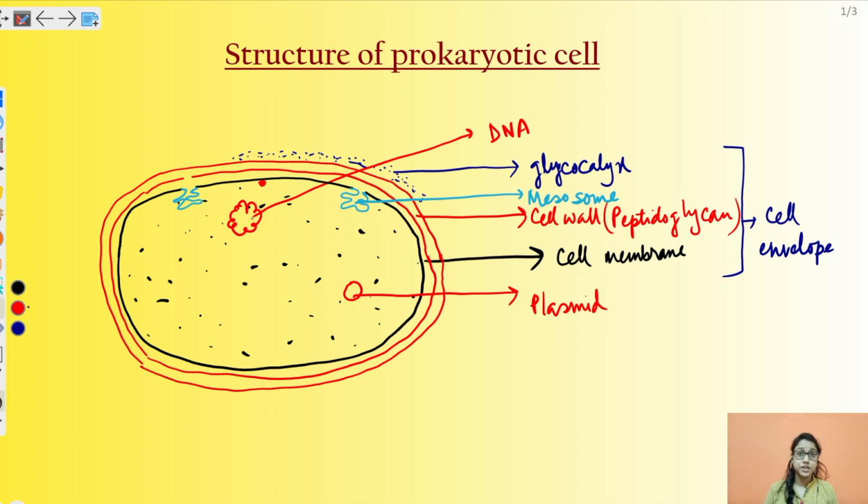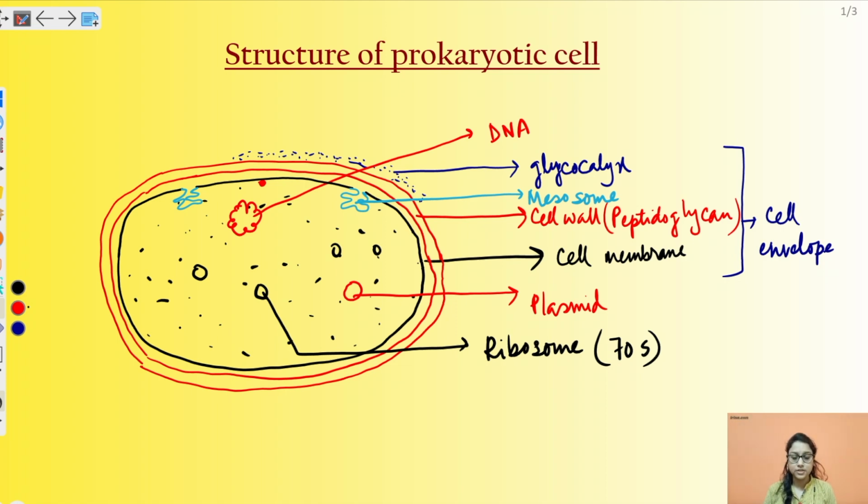At the time of cell division, this circular DNA will move towards this mesosome and then the cell will be divided. As we have already studied, in this bacterial cell we don't find any membrane-bound cell organelles, except ribosomes. These are ribosomes, and these ribosomes are 70S in nature. These ribosomes are considered a protein factory, where protein is produced.